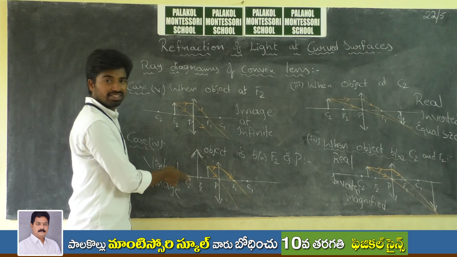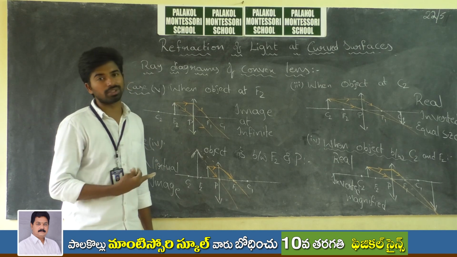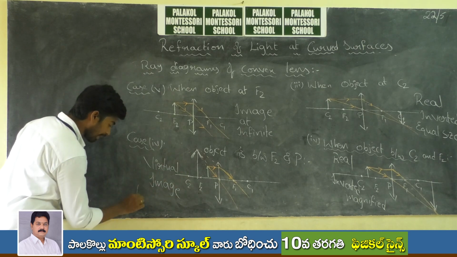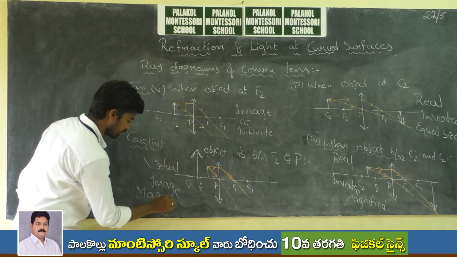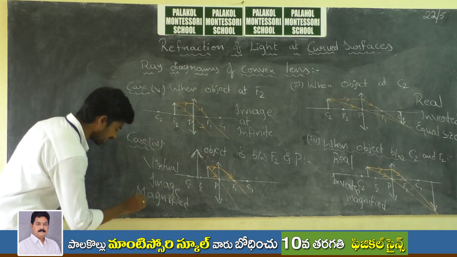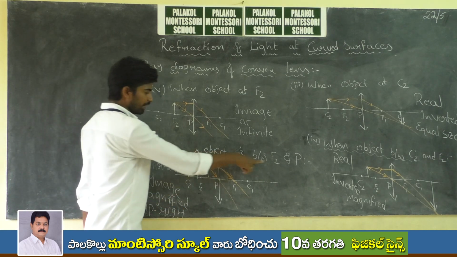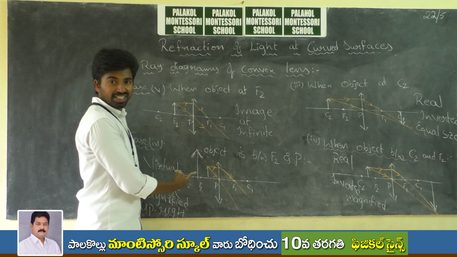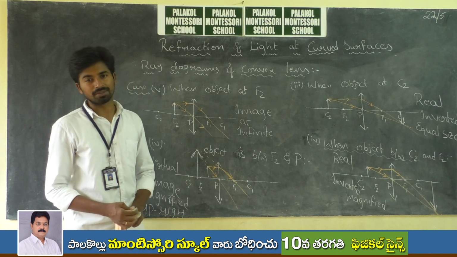And what is the nature of this image? It is a virtual image. A virtual image means it can be observed by our eyes only; it cannot be projected on a screen. So it is a virtual image and a magnified image, and it is in the same direction as the object. The direction of the image is the same as the direction of the object, and hence this is an upright image, not an inverted one. So when the object is between focus F2 and pole, a virtual, magnified, and upright image will be observed.